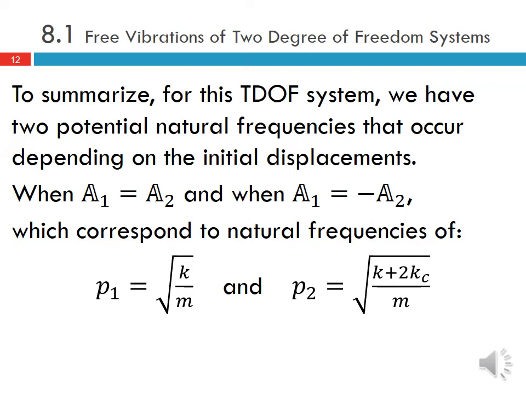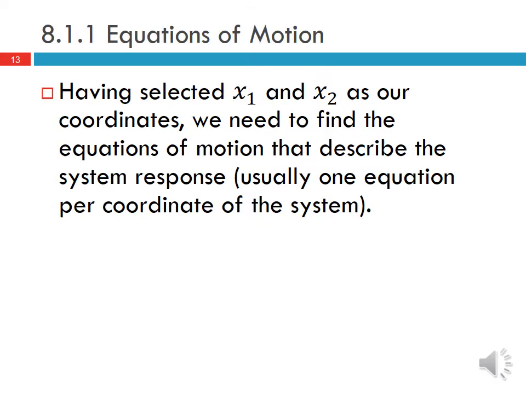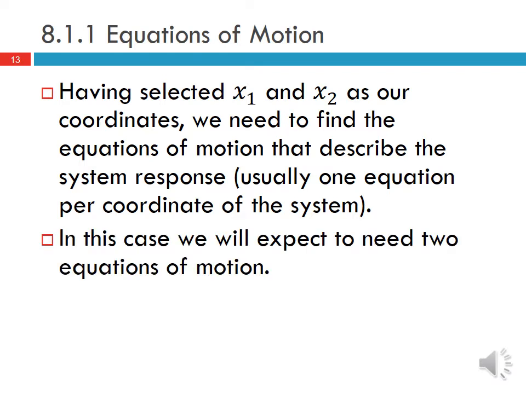And now we'll go through how we actually do the analysis with the equations of motion and solving those equations for a multiple degree of freedom system like this one. So we've selected our coordinates x1 and x2. We need to find the equations of motion that describe the system. So usually we have one equation per coordinate of the system. So in this case, we will expect to need two equations of motion.